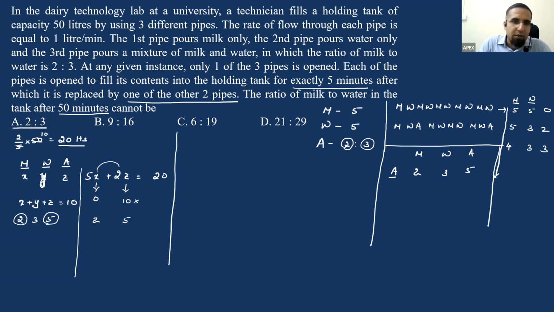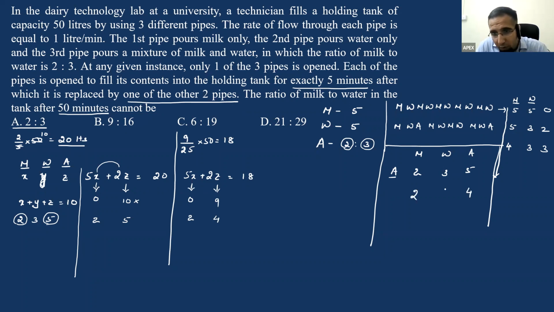Let's go to option B quickly now, guys. So 9 by 25 of 50. That means we need how many liters, guys? 18 liters. Same application. 5x plus 2z is equal to 18. So if x is equal to 0, z is equal to 9, which is not acceptable. X becomes 2 and then z becomes 4. Is it acceptable? Of course, yes. 2, 4, 4. Yes, this is perfectly acceptable. So option B is also possible with 2 5s are 10 liters, 4 2s are 8 liters, and 0 liters of water.